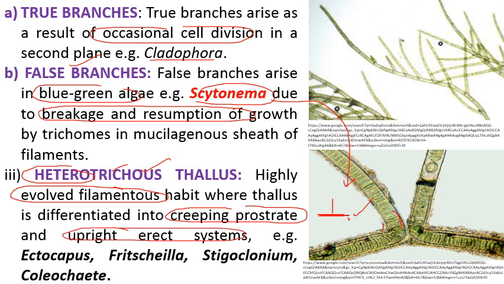So ऐसे filament जिसमें एक prostrate system होता है, prostrate branches होती है और erect branches होती हैं, इस तरह के thallus को क्या कहा जाता है? Heterotrichous thallus. For example, we have Ectocarpus, then Fritschiella, Stigeoclonium, and Coleochaete. So these all forms are heterotrichous forms.